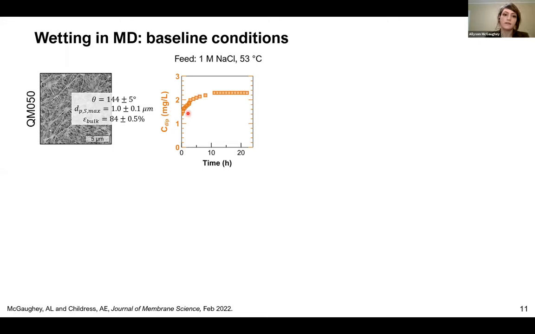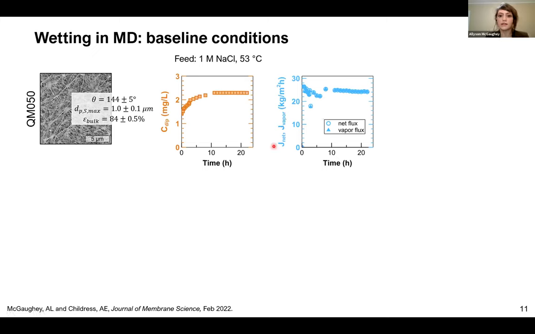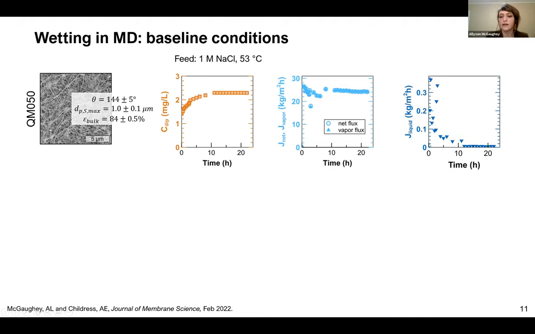We see initially the CDP increases, and then after about 11 hours, we reach a stable concentration. And here I'm showing the net flux and the vapor flux. We can see at this scale that net and vapor flux are nearly equivalent, so they overlap here. They're also relatively constant throughout operation. And finally, we have our liquid flux. Here, kind of curiously, liquid flux appears to decrease initially, and then after about 11 hours, it's approximately zero. We know in MD that liquid doesn't stop diffusing through a wetted pore without intervention. So this suggests that something other than wetting is occurring.